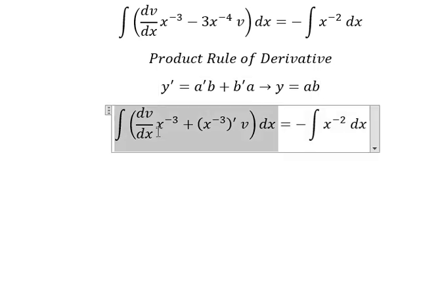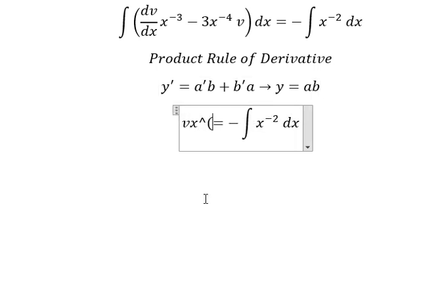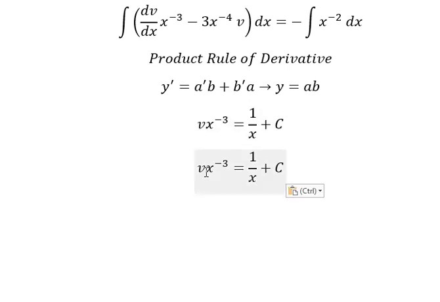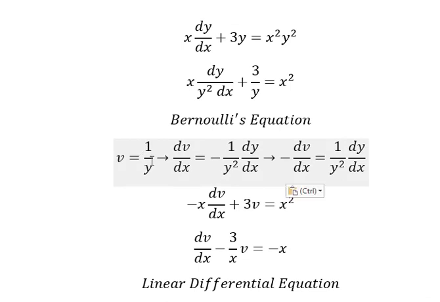So the integration of that one we have v s to the power of negative 3. The integration of this one we have 1 over s, and I will put c. About v, that is about this one.